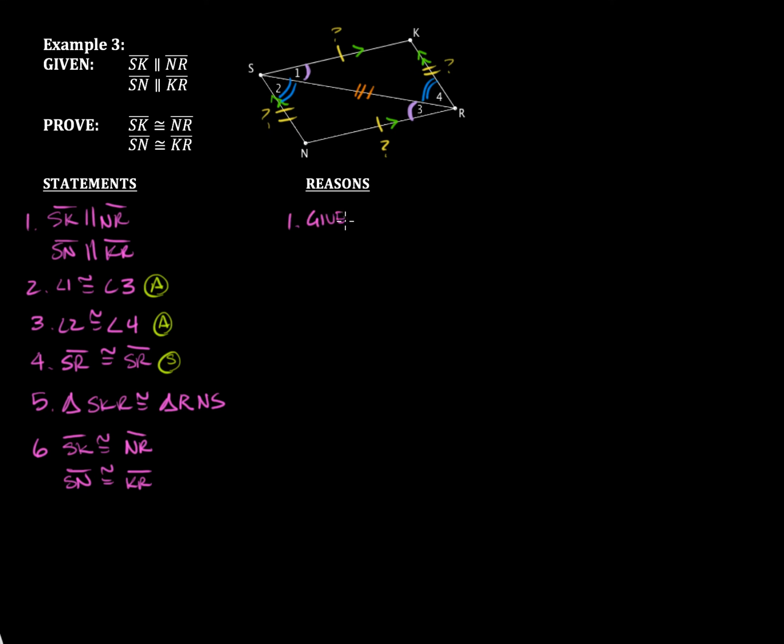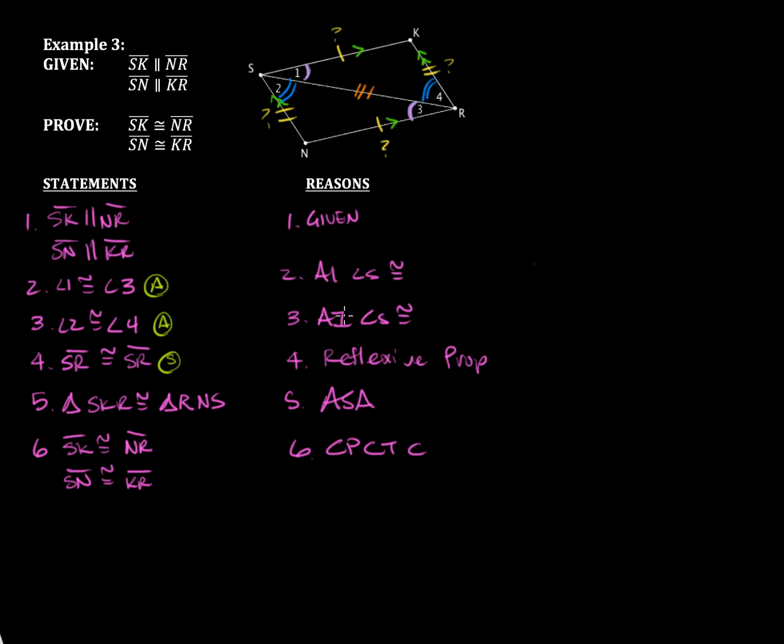First I had given. Why were these angles congruent? Because they're alternate interior angles. So alternate interior angles are congruent. Alternate interior angles are congruent again for 2 and 4. Why is SR congruent to itself? The reflexive property. Why are the two triangles congruent? Like I said, two pairs of angles and the included side, so that makes the ASA congruence in play here. Once the triangles are congruent, why are these parts congruent? Because corresponding parts of congruent triangles are congruent.